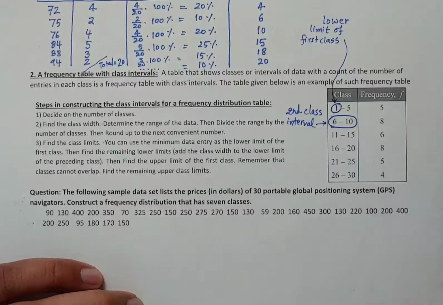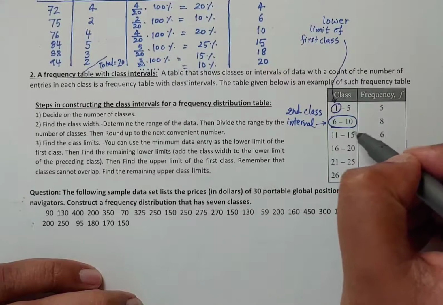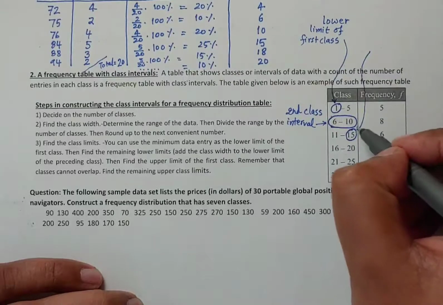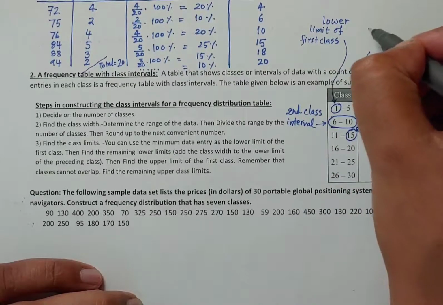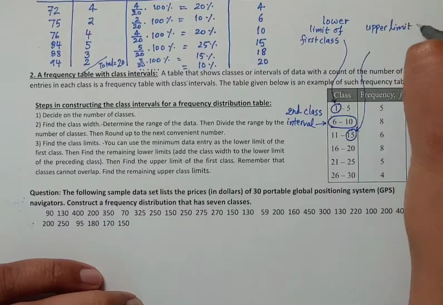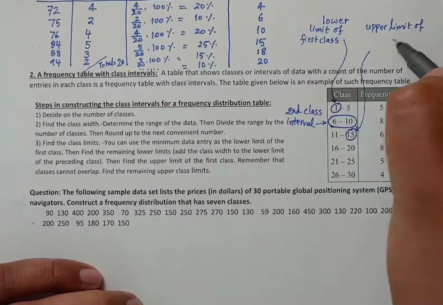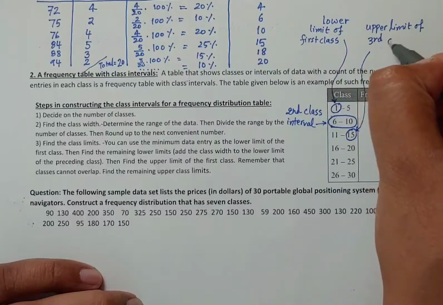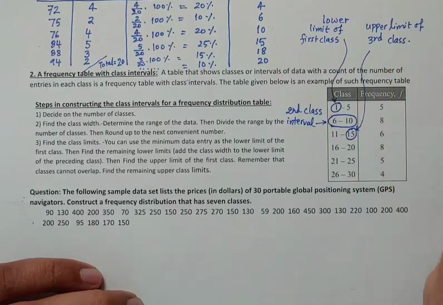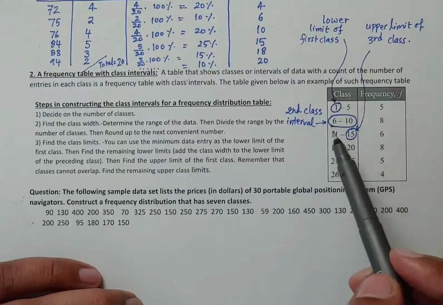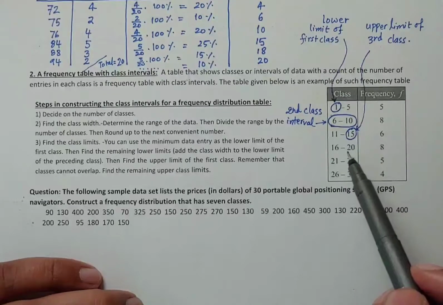Okay, see 15 is called the upper limit. Upper limit of which class? The third class, right? So the upper limit of the third class, and so on. So that's how we get the lower limit and the upper limit of those classes.